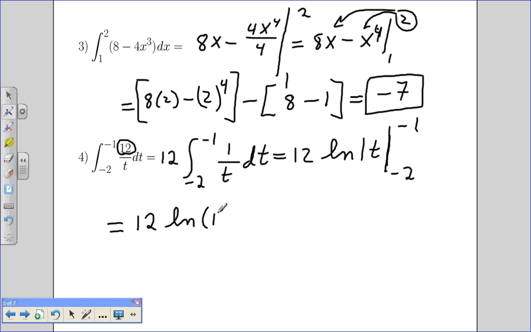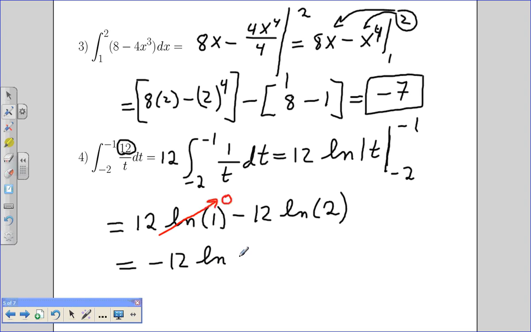Now, the natural log of 1 is 0, which means all we're left with is negative 12 times the natural log of 2. The natural log integrals are probably the hardest because what you have on the left, 1 over t, doesn't look like what you have on the right, natural log of t, whereas for all our other integrals, they do look at least similar. But this is just one of those you have to memorize.